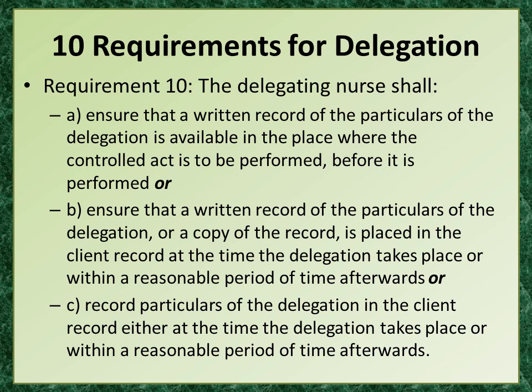10. The delegating nurse shall ensure that a written record of the particulars of the delegation is available in the place where the controlled act is performed before it is performed, or ensure that a copy of the written record of the particulars of the delegation is placed in the client record at the time the delegation takes place or within a reasonable period of time afterwards, or records the particulars of the delegation in the client record either at the time the delegation takes place or within a reasonable period of time afterwards.